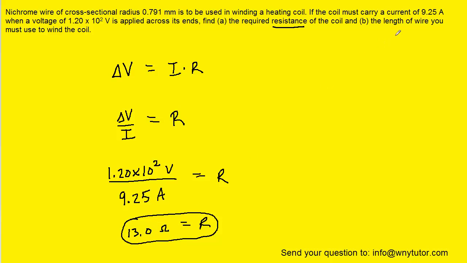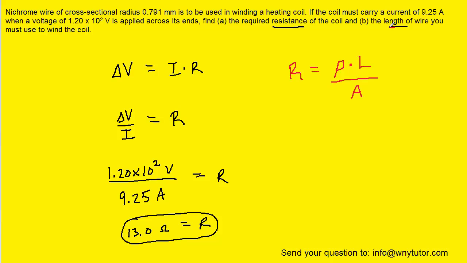Now part B wants the length of the wire that would be used to wind the coil, and so we're going to examine a relationship between resistance and length. And in this chapter we have learned that resistance is equal to a constant multiplied by the length of the wire divided by its cross-sectional area.